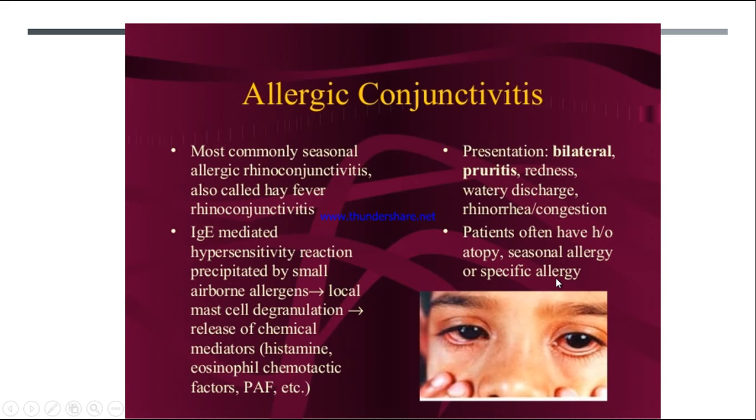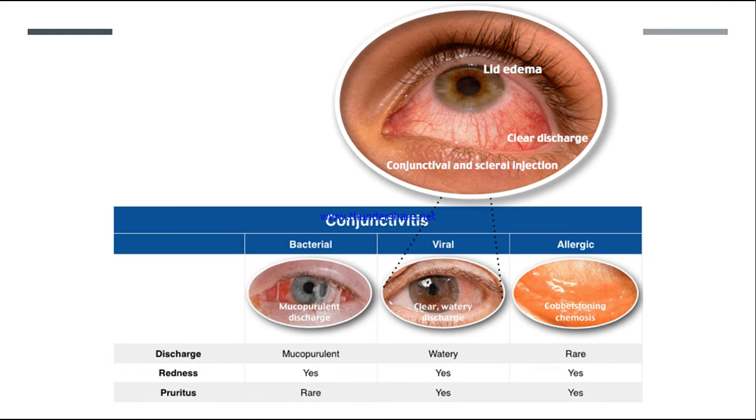So patients who have allergic conjunctivitis, specifically those patients who have allergies in their bodies, or maybe are allergic to some specific allergens or foreign particles, or any allergies which occur during a season, are at a high risk for having allergic conjunctivitis. So let's see the differentiation between bacterial, viral, and allergic conjunctivitis.